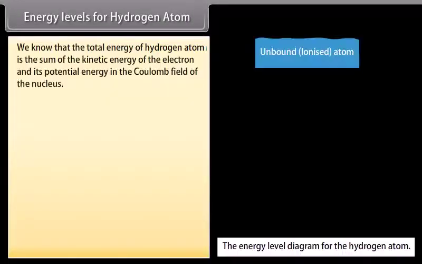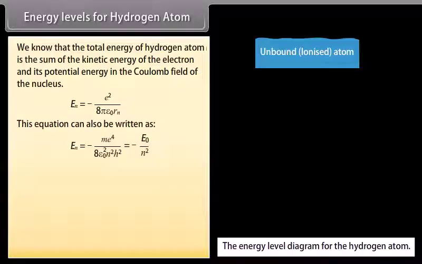Energy levels for hydrogen atom. We know that the total energy of hydrogen atom is the sum of the kinetic energy of the electron and its potential energy in the Coulomb field of the nucleus. En equals minus e square upon 8 pi epsilon naught Rn. This equation can also be written as En equals minus m e raised to the power 4 divided by 8 epsilon naught square n square h square, where E naught is equal to m e raised to the power 4 divided by 8 epsilon naught square h square.